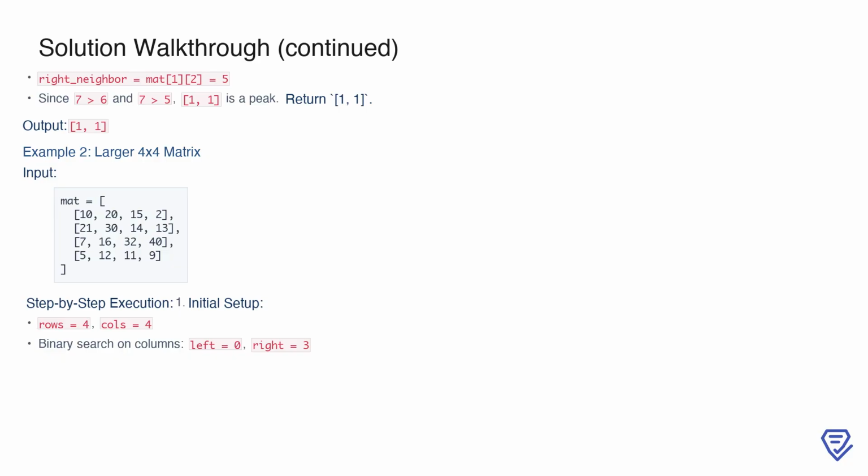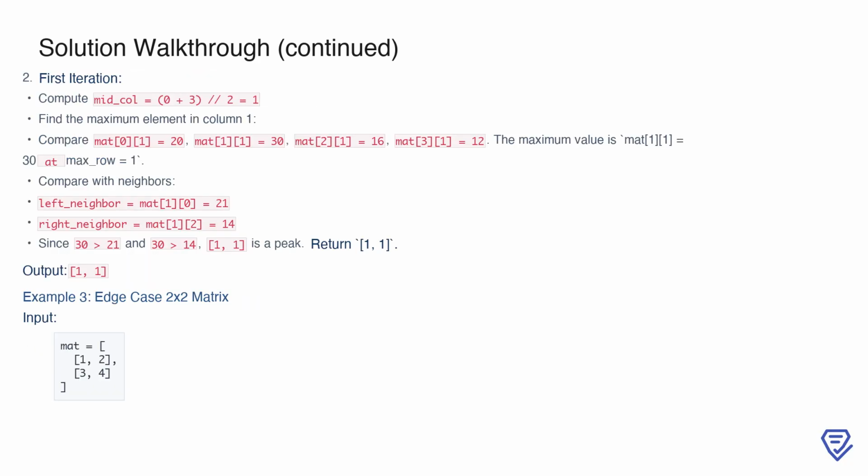Now, we move on to a larger 4x4 matrix. Again, we begin by initializing the dimensions, so rows equals 4 and cols equals 4. We perform binary search on the columns, starting with left equals 0 and right equals 3. In the first iteration, we calculate the middle column as mid_col equals (0 + 3) // 2 equals 1. Next, we find the maximum element in column 1 by comparing all the rows in this column. The values are mat[0][1] equals 20, mat[1][1] equals 30, mat[2][1] equals 16, and mat[3][1] equals 12.